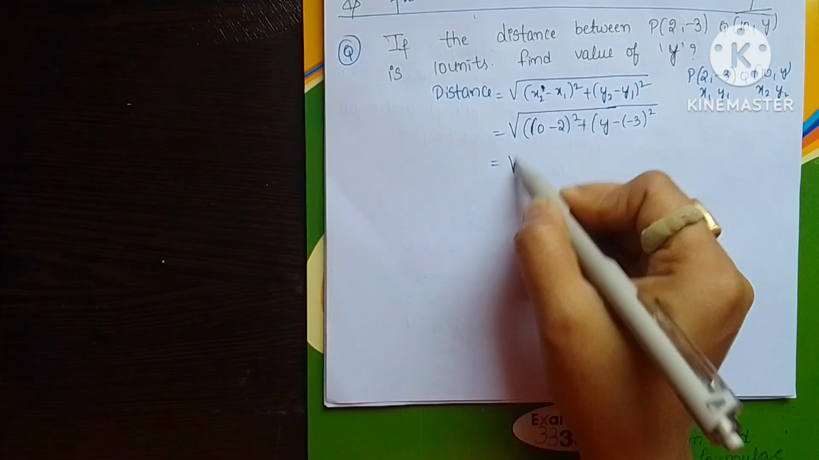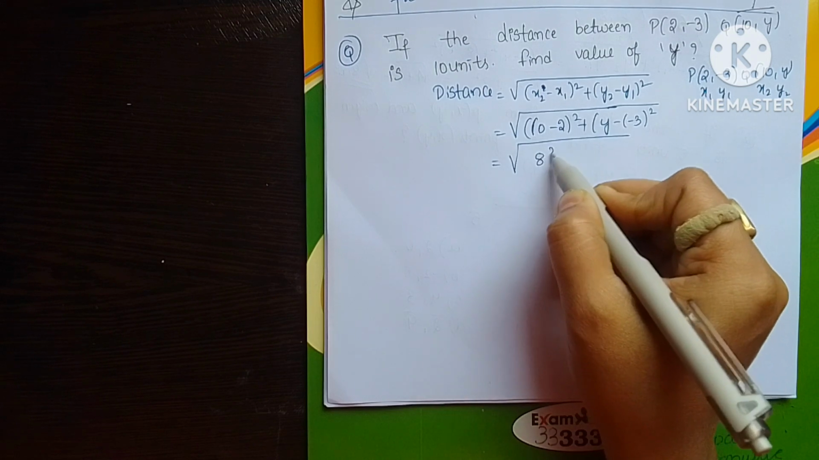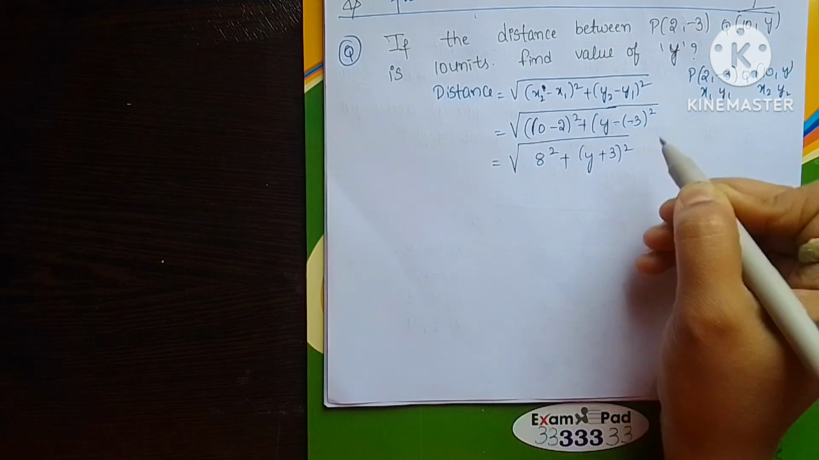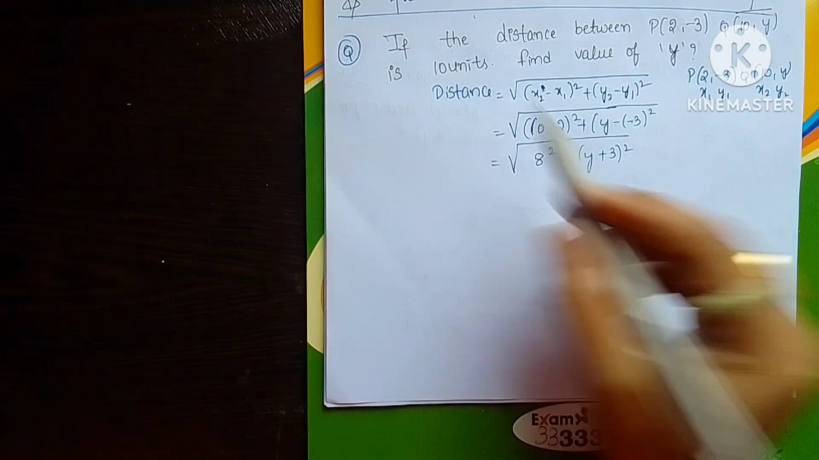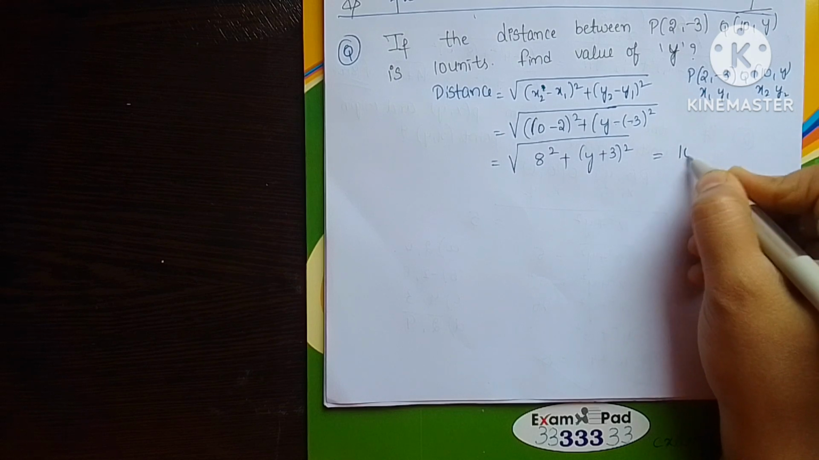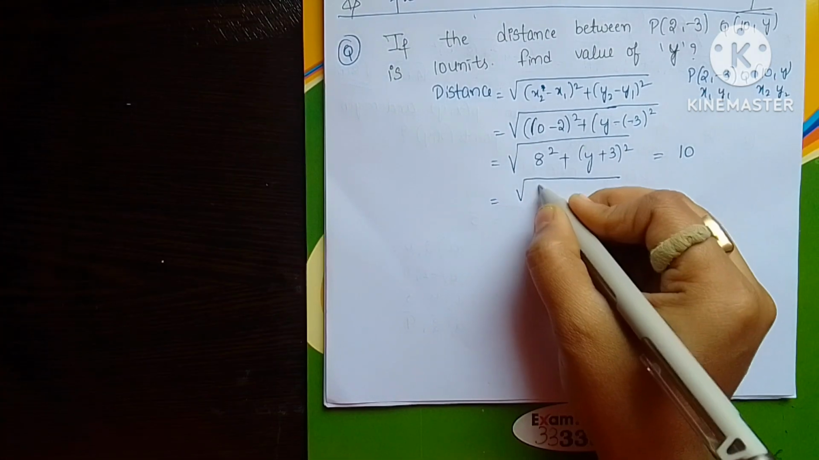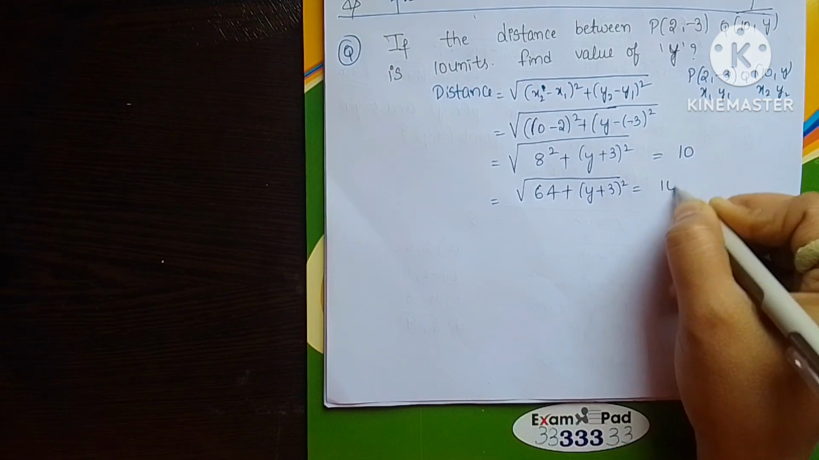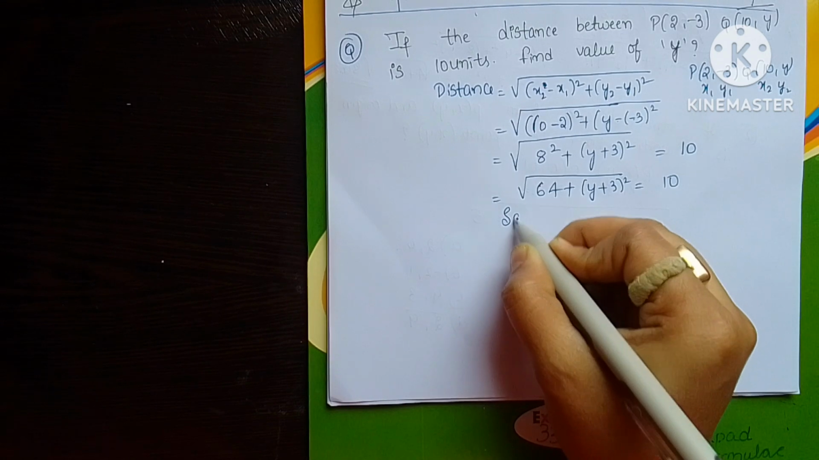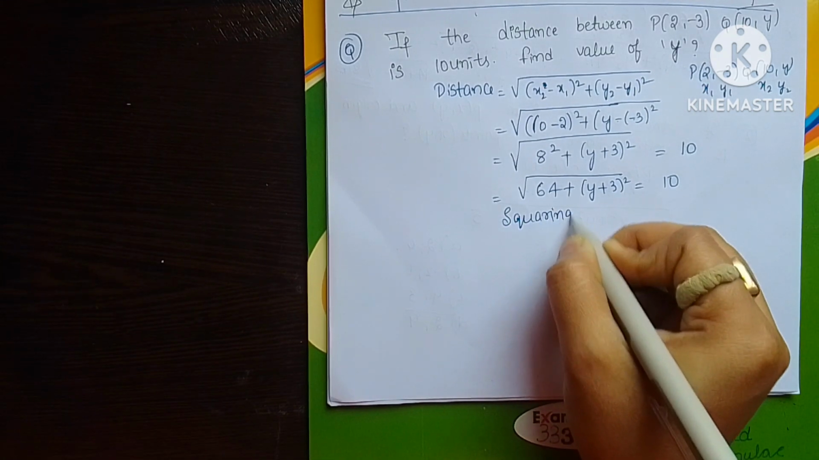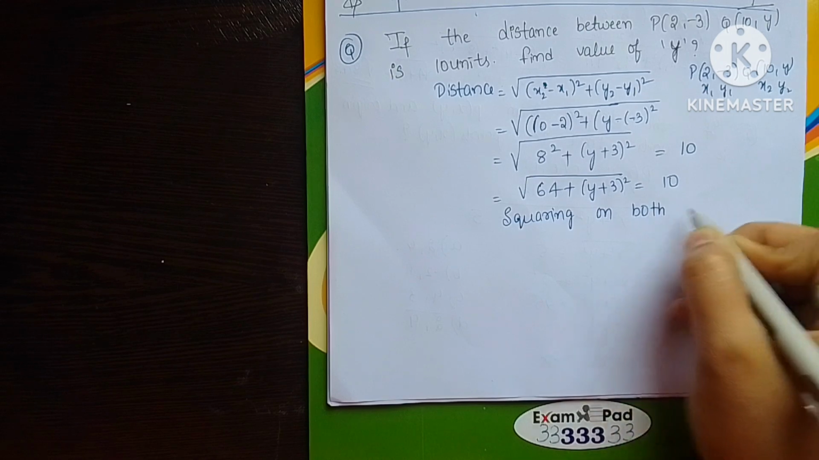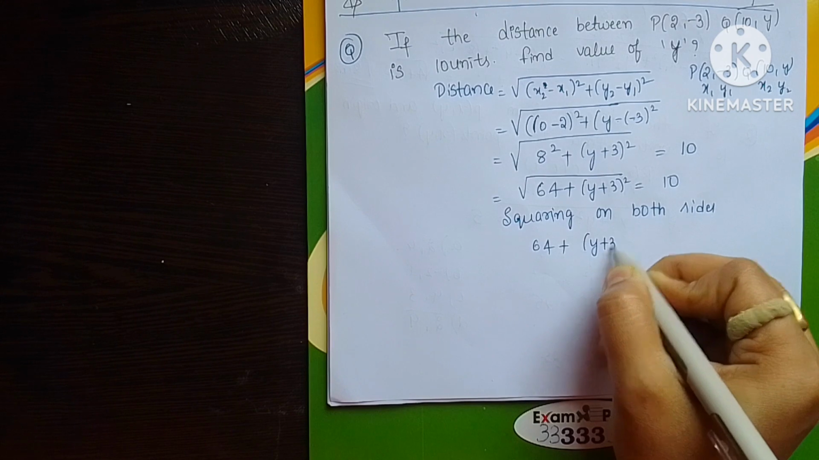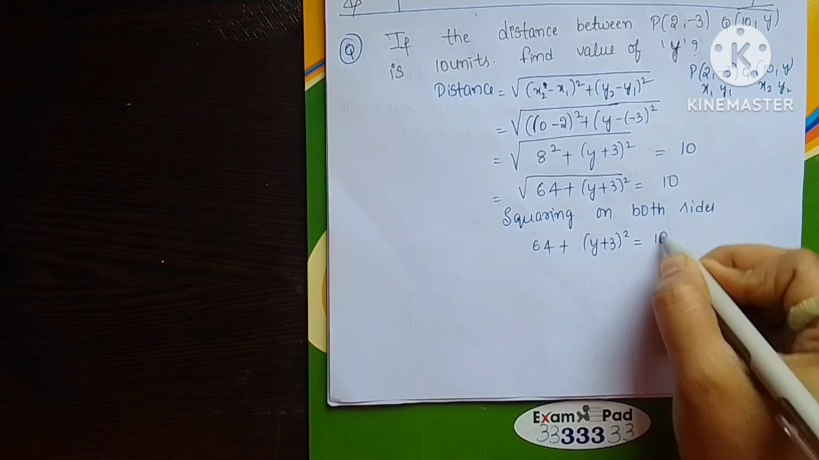After substitution, 10 minus 2 is 8 square plus (y minus (minus 3)) whole square, and they have given it is equal to 10 units. So the square root of 64 plus (y plus 3) whole square is equal to 10. So we have to do the squaring on both sides. If you do the squaring on both sides, then see the answer: 64 plus (y plus 3) whole square is equal to 10 square, which is 100.